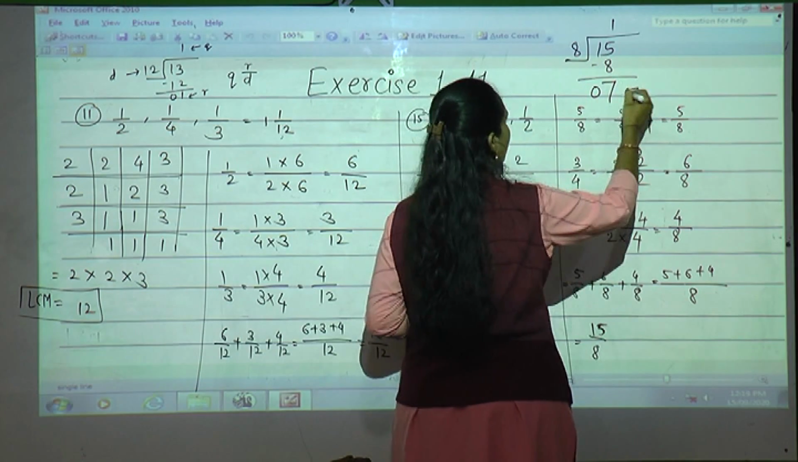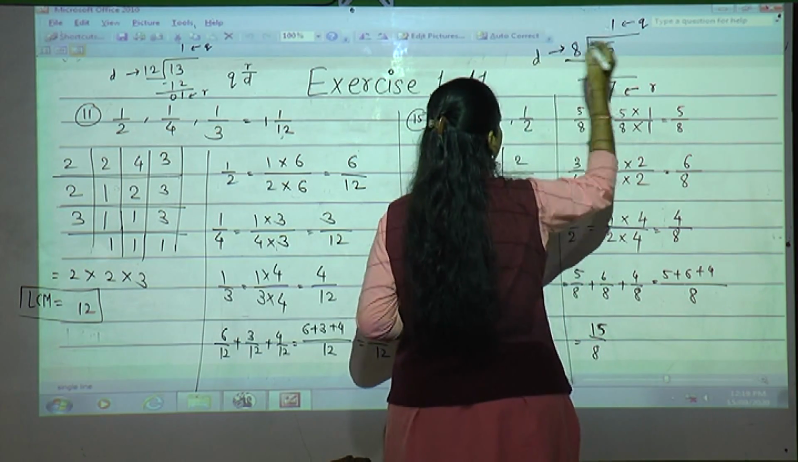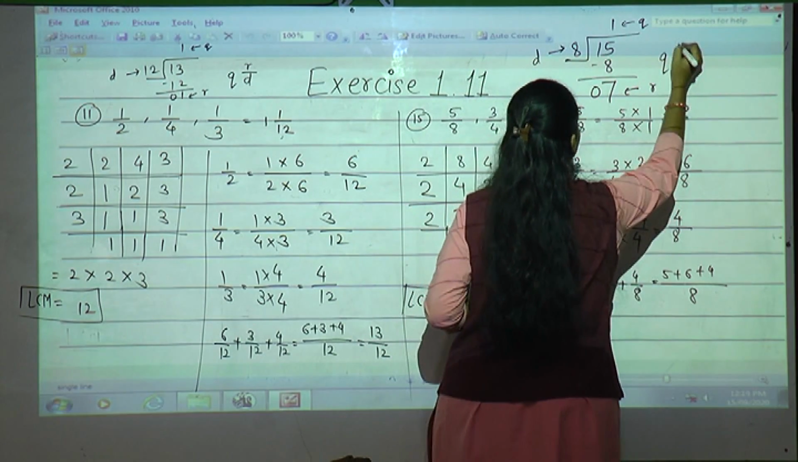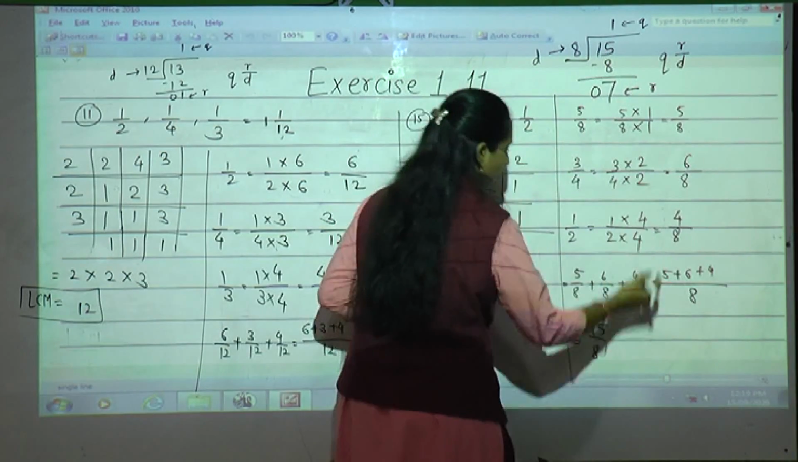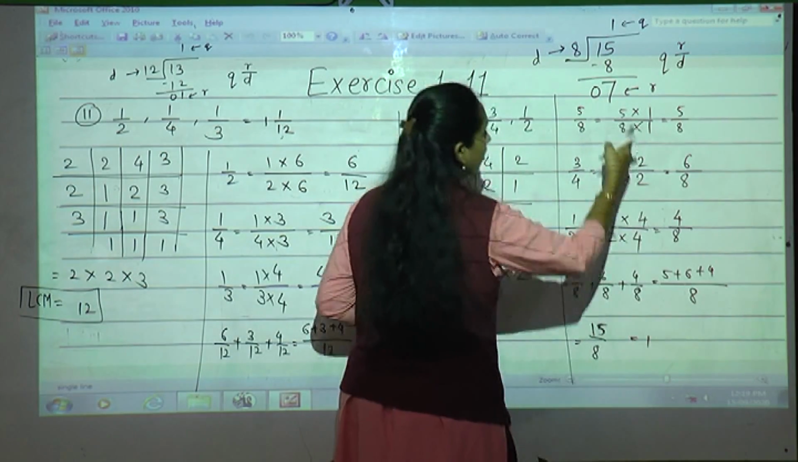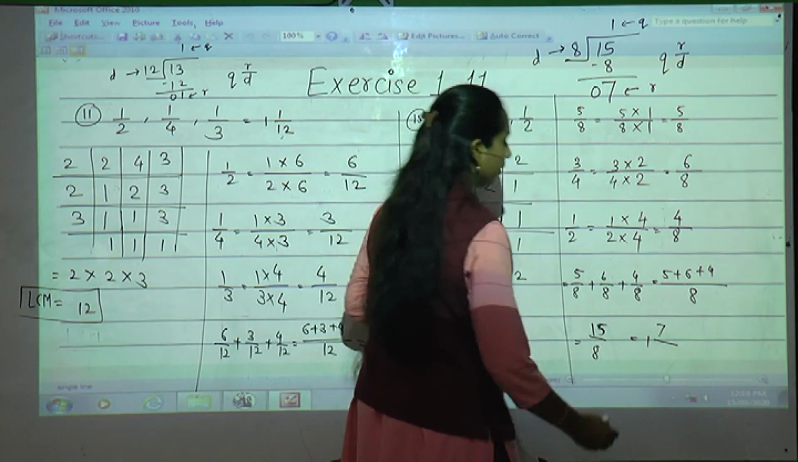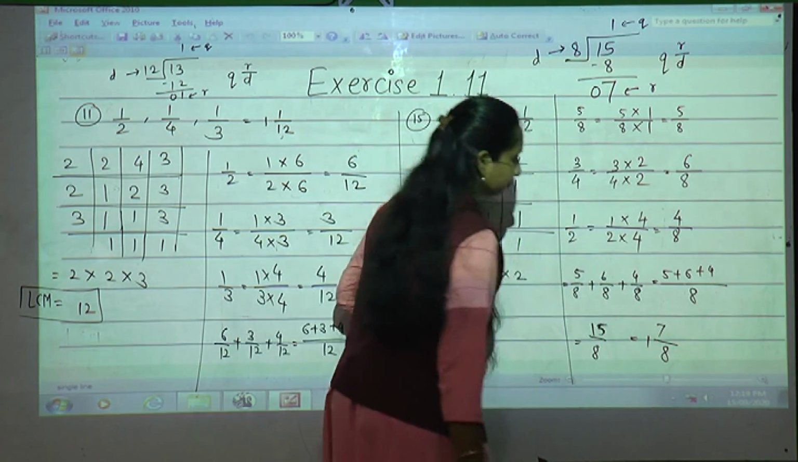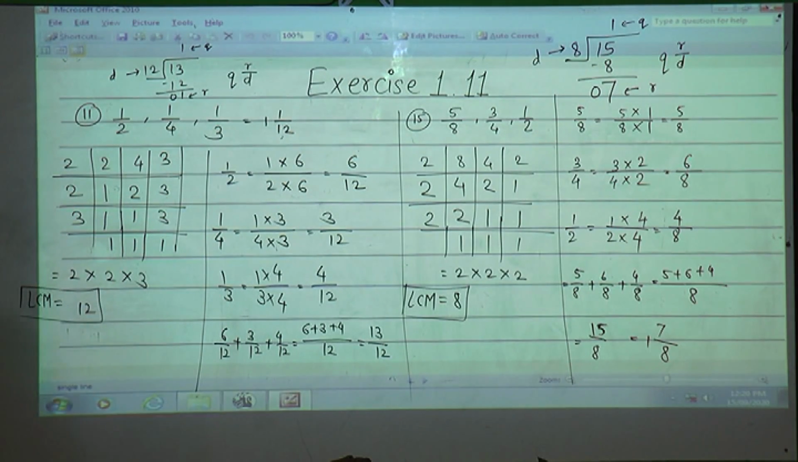So this is what? Remainder. This is quotient. This is denominator. So quotient, remainder divided by denominator. What is quotient? 1. So write here 1. The remainder is 7, right in the place of numerator, and the denominator is 8. See, in this way you have to solve. Clear? Is that clear? Yes.